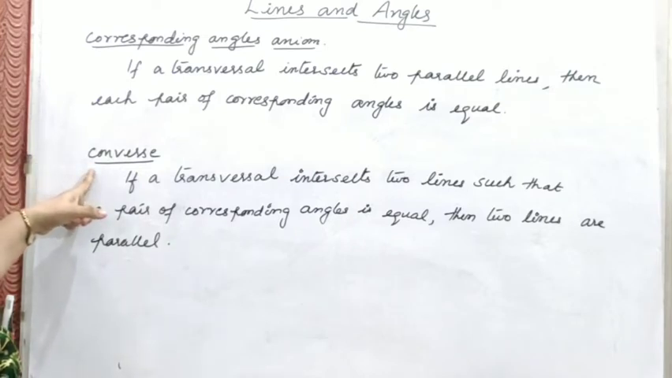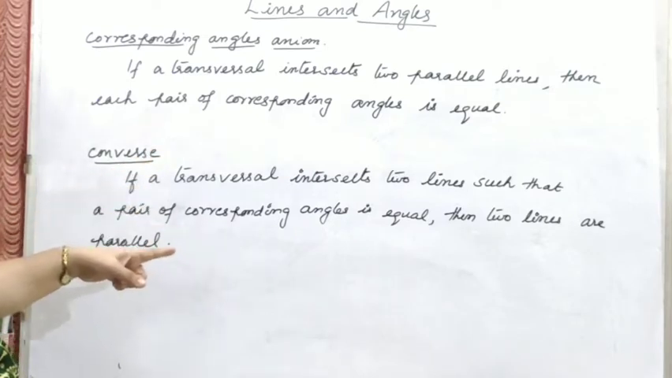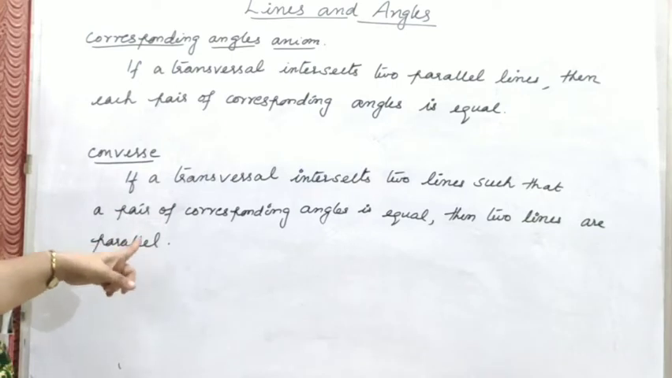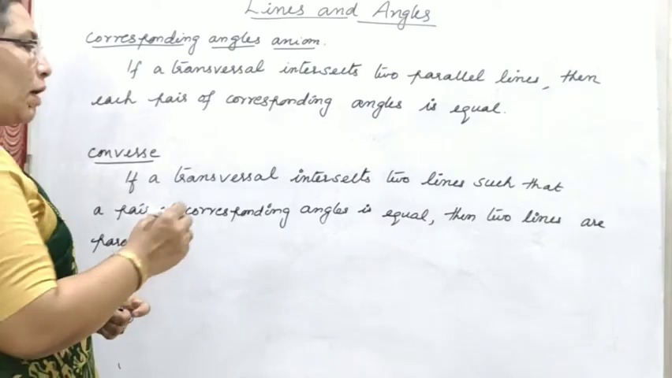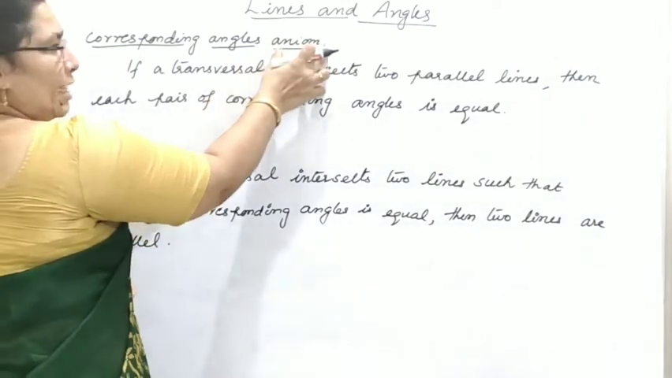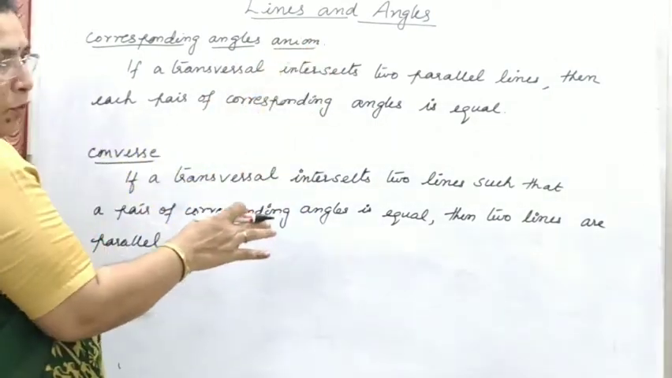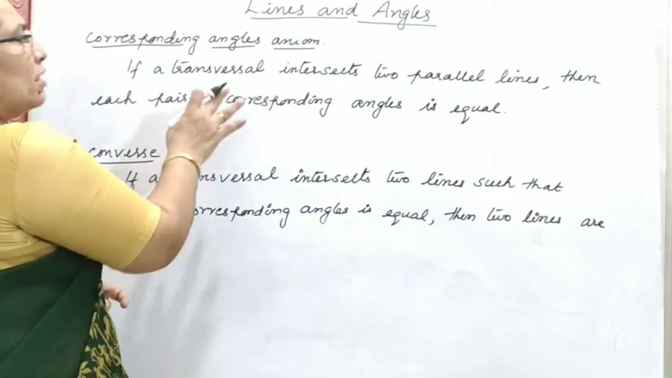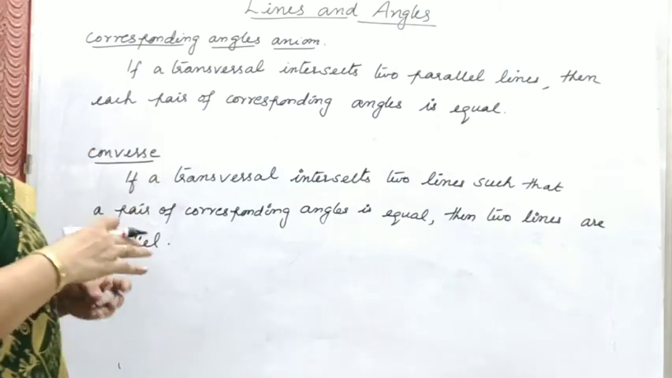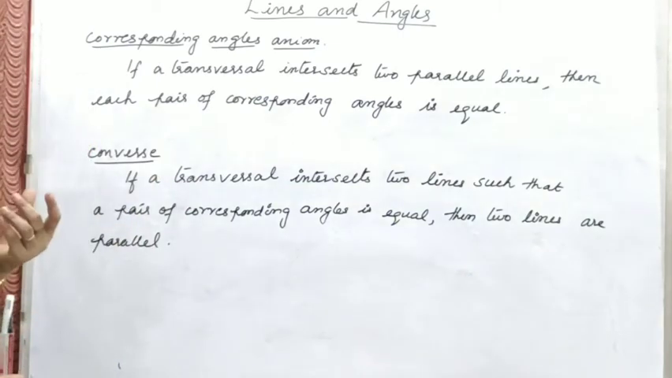Converse, what is the statement? If a transversal intersects two lines such that a pair of corresponding angles is equal, then the two lines are parallel. Here, since it is an axiom only, there is no proof for you, only the statement, and we learned it in the lower classes. You already know this statement, just a recap only.